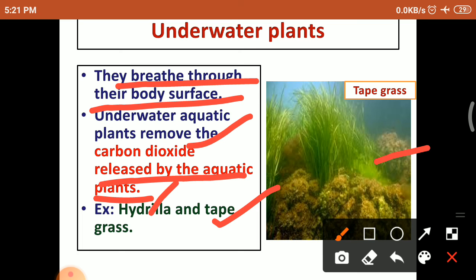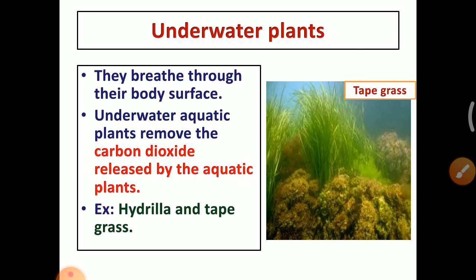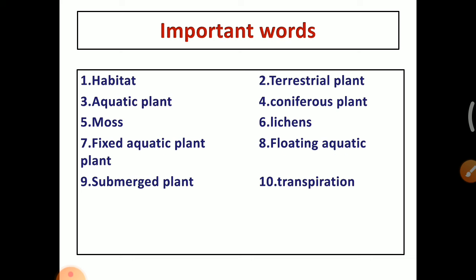So do you know what is meant by aquatic plant? What are the three types of aquatic plant? One is fixed, another one is floating, and the third one is underwater plants. These are the three types of aquatic plant. Now we are going to see what the important words from these topics are.